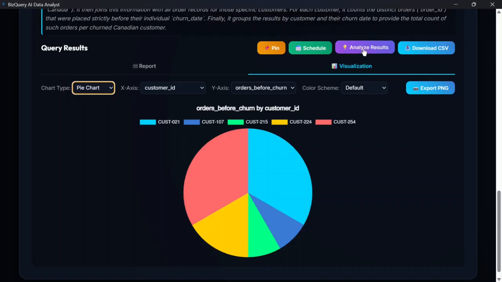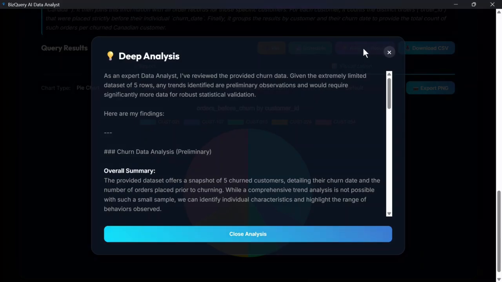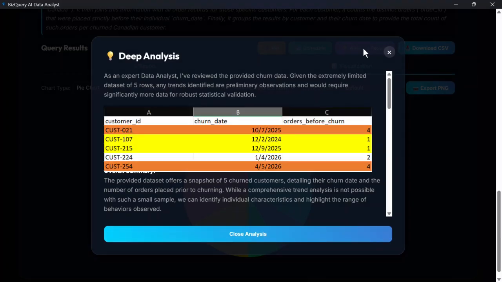The deep analysis highlights a distinct split in behavior among the 5 churned Canadian customers, characterizing their churn events not as a single localized incident, but as an ongoing structural issue spanning from late 2024 to early 2026. Within this group, a bimodal engagement pattern emerges.